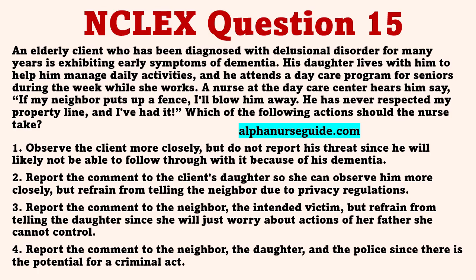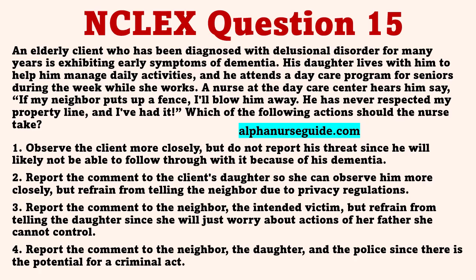1. Observe the client more closely, but do not report his threat, since he will likely not be able to follow through with it because of his dementia. 2. Report the comment to the client's daughter, so she can observe him more closely, but refrain from telling the neighbor due to privacy regulations. 3. Report the comment to the neighbor, the intended victim, but refrain from telling the daughter since she will just worry about actions of her father she cannot control. 4. Report the comment to the neighbor, the daughter, and the police since there is a potential for a criminal act.